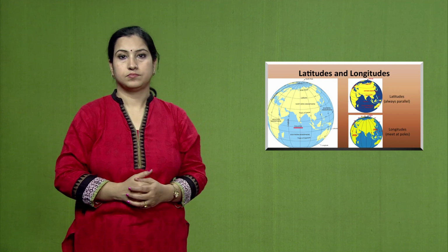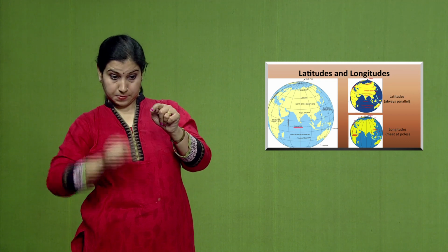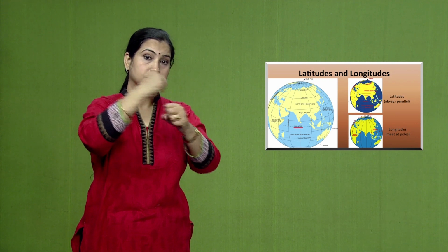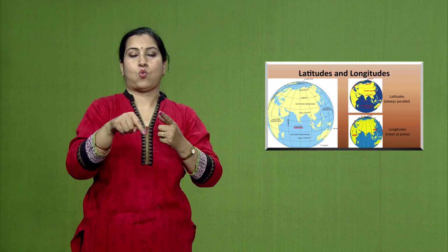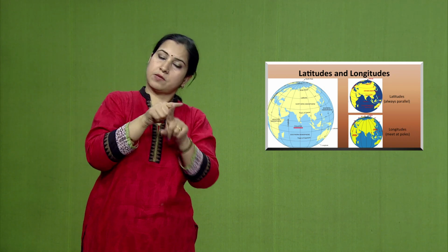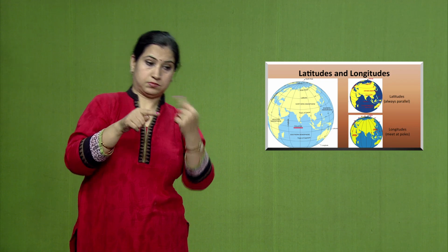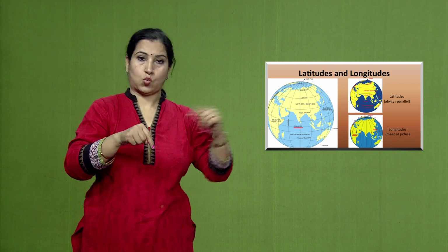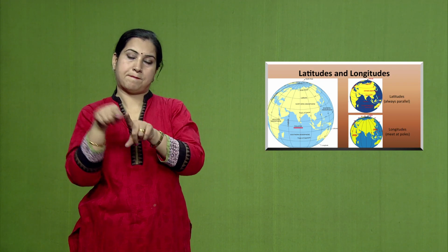Similarly, the prime meridian is the 0-degree longitude. The nearest longitude in the east to it will be 5 degrees east longitude, and the farthest will be 180 degrees east longitude. West of the prime meridian has similar measures.